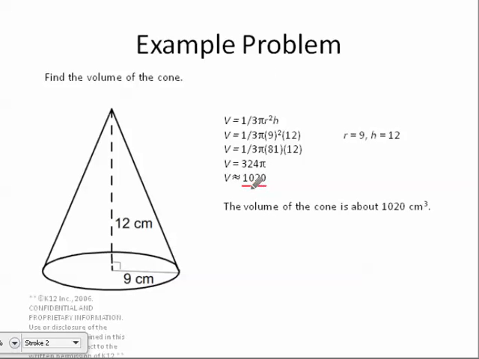So what does this represent? This represents the amount of ice cream that's in the ice cream cone. That's what volume is. It's the ice cream that's in the ice cream cone.